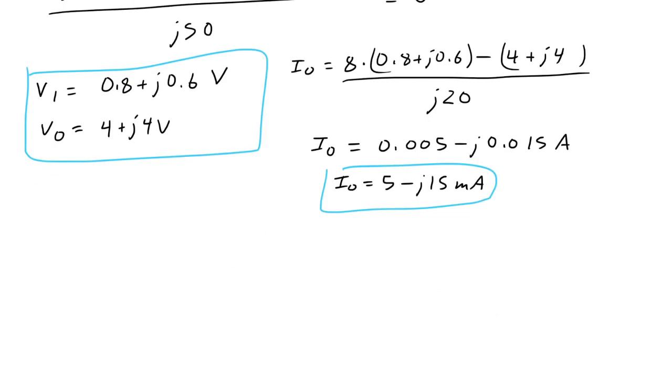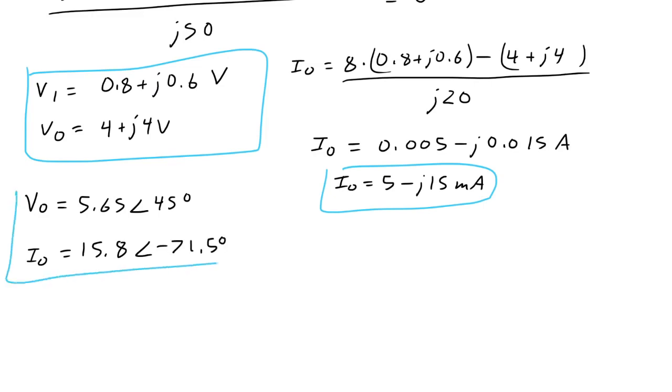So VO is going to be square root of 32. Its phase angle is going to be 45 degrees, it's in the first quadrant. And IO is going to be 15.8 as the magnitude, with a phase angle of minus 71.5 degrees, because that's in the fourth quadrant. I can't forget the unit. There you go.